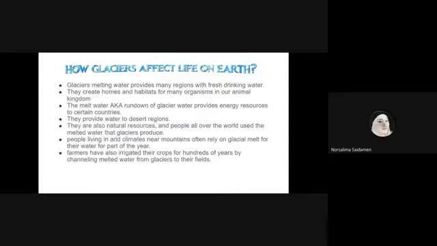So how do glaciers affect life on Earth? The glacier's melting water provides many regions with fresh drinking water. They create homes and habitats for many organisms in our animal kingdom. The meltwater, aka runoff of glacier water, provides energy resources to certain countries. They also provide water to desert regions. They are also natural resources, and people all over the world use the melted water that glaciers produce. People living in arid climates near mountains often rely on glacial melt for their water for part of the year. Farmers have also irrigated their crops for hundreds of years by channeling melted water from glaciers to their fields.